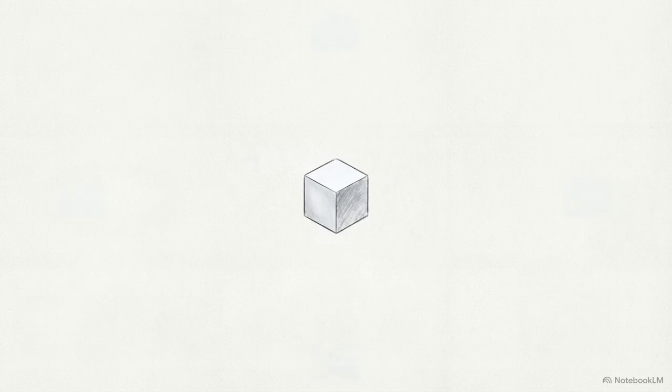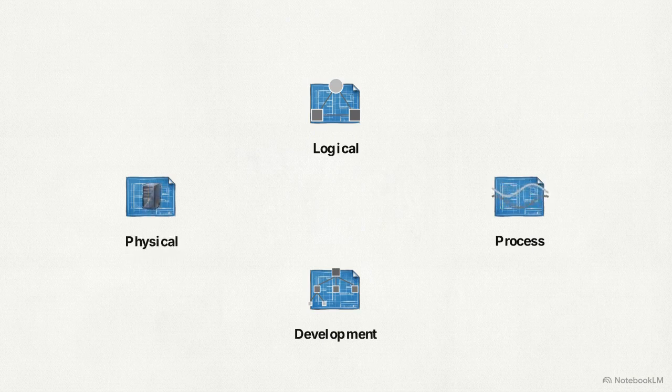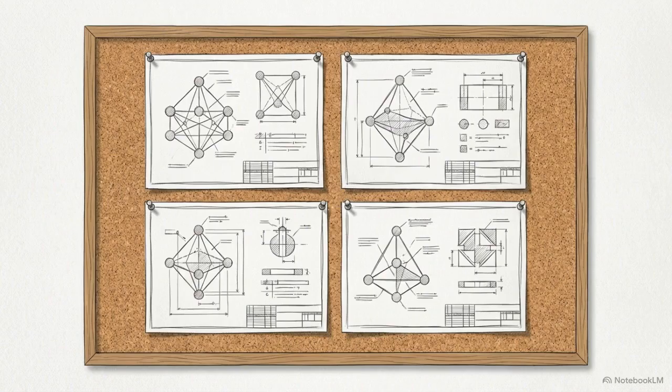Kruchten's 4+1 approach fractures the system into 4 views. The logical view structures abstractions for designers. The process view maps dynamic behavior for analysts. The development view organizes static code for programmers. The physical view dictates hardware deployment for administrators. Isolating these disciplines solves the problem of cluttered, specialized blueprints.